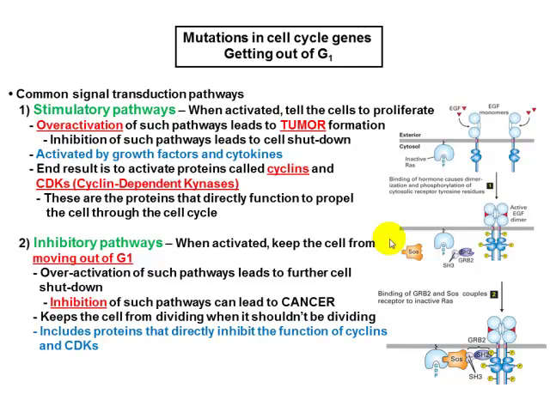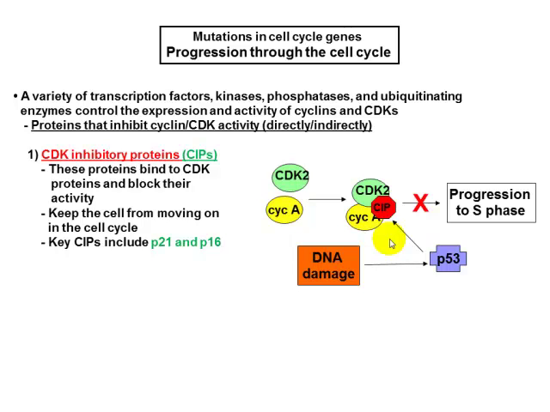So as I mentioned, you have stimulatory pathways and inhibitory pathways. The inhibitory pathways will hold off cell division. Stimulatory pathways will activate the cell division. You don't really have to know details about this here. Okay, this is an important one here.